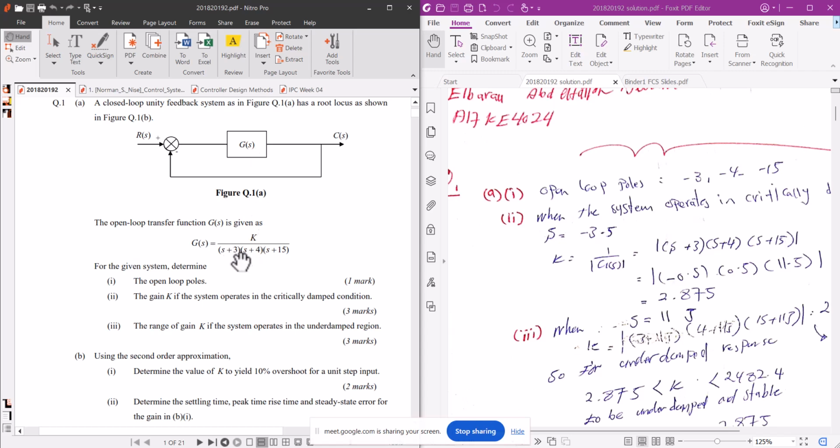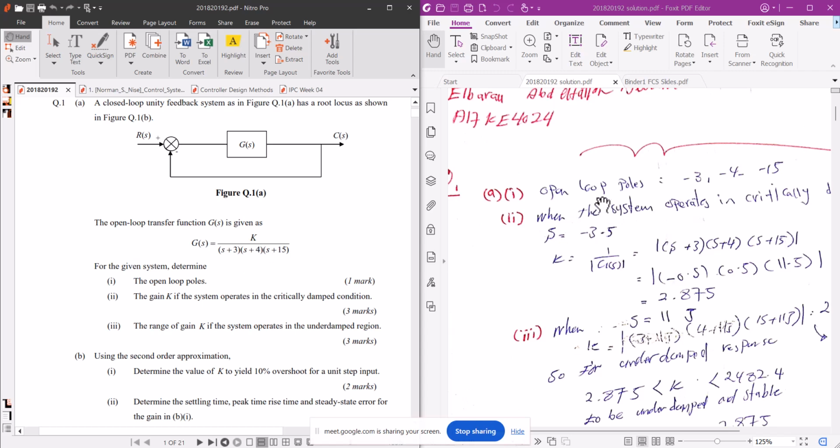So it will be s equal to -3, -4, and -15. Make it equal to 0, you will get s plus 3 equal to 0, s plus 4 equal to 0, s plus 15 equal to 0. So then you will get s is equal to minus 3, minus 4, minus 15.